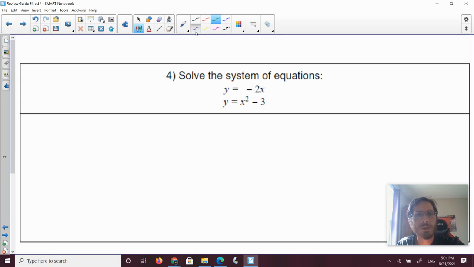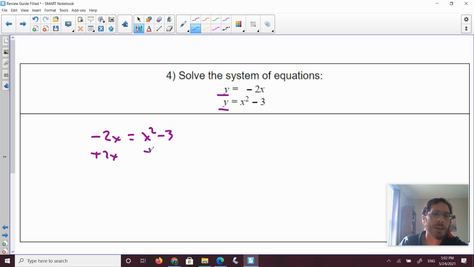For number 4, we've got another system of equations we can solve. So since these are both y equals equations, I may as well just put those next to each other. Negative 2x equals x squared minus 3. I can add 2x to both sides, so 0 equals x squared plus 2x minus 3. And then I can factor this.